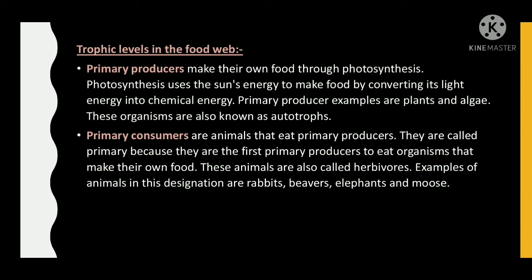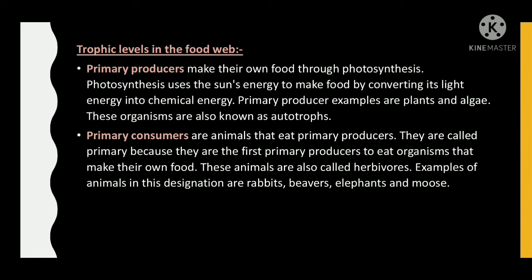Primary producers make their own food through photosynthesis. Photosynthesis uses the sun's energy to make food by converting light energy into chemical energy. Primary producer examples are plants and algae. These organisms are also known as autotrophs.